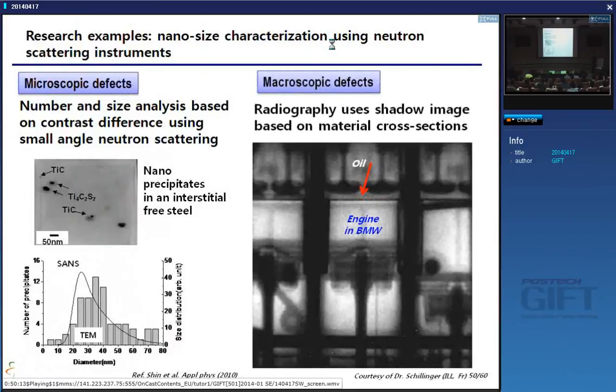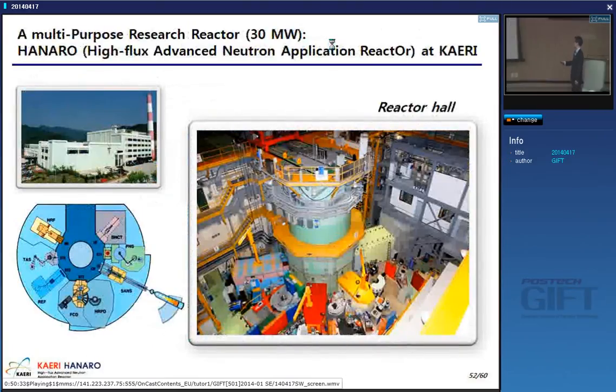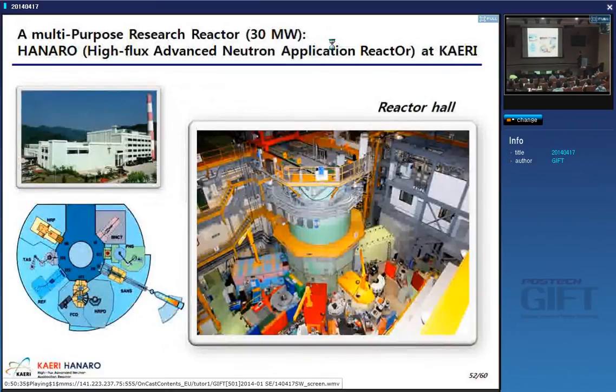And then radiography, you can see oil passing through the engine and see how oils are moving and where the crack happens. These kinds of work can be done. So neutron diffraction, we have about 40 facilities in the world, okay? United States and Japan. In Korea, we have one reactor source, the neutron multipurpose reactor source in Daejeon, KAERI.